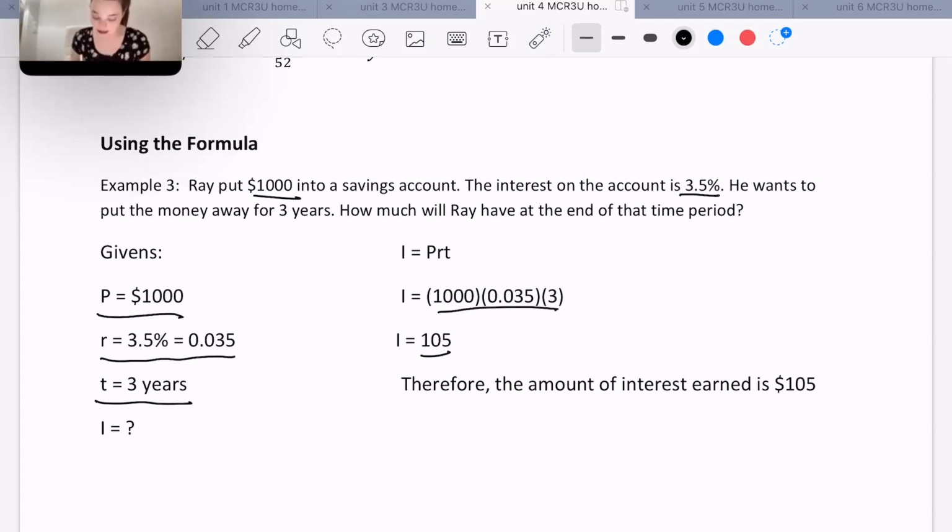So sometimes they'll ask, what is the interest? And sometimes they will ask, how much does the person have at the end of the time period? This time they asked, how much does he have at the end of the time period? So we're going to say $1,105. Okay.